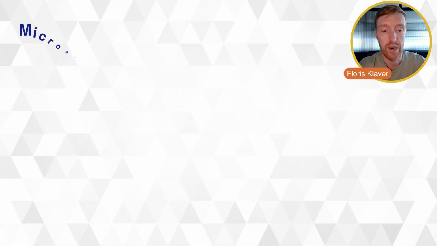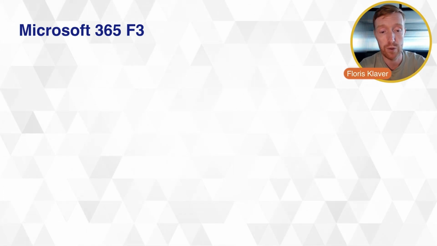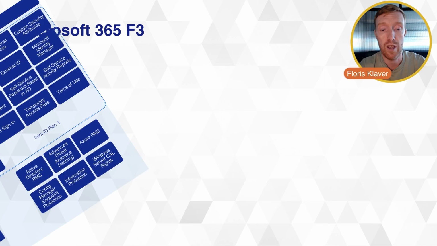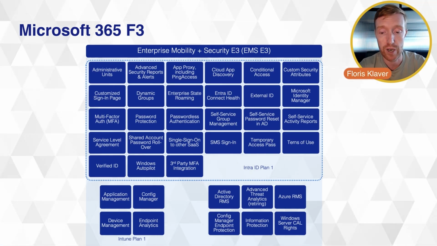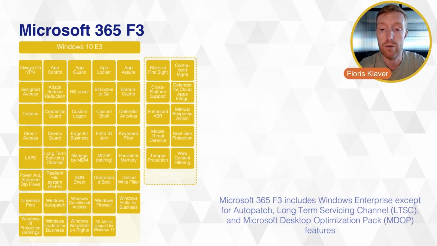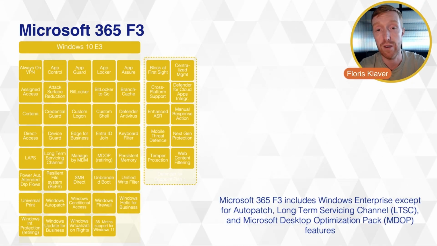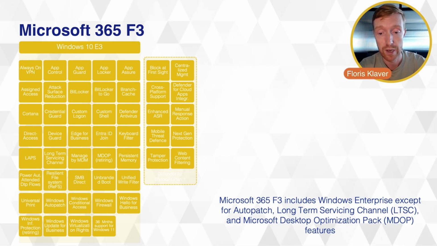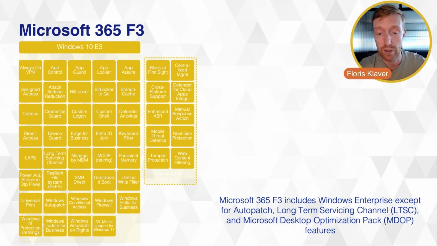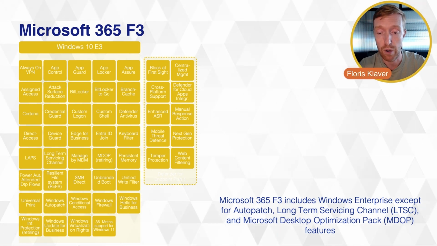And finally, for this video, we're going to look at Microsoft 365 F3. Again, you see a lot more functionality here. A full Enterprise Mobility and Security E3 here as well, with all functionality included. A Windows Enterprise for Microsoft 365 F3 license, which is different to the one that is included in E3. And the main functional differences are called out here on the bottom right of the screen.